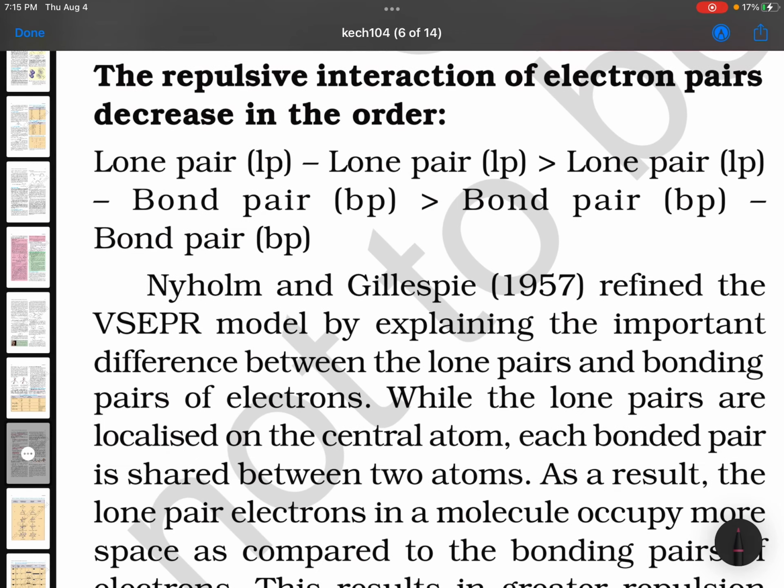The repulsive interaction of electron pairs decreases in the order: lone pair-lone pair, maximum, then lone pair-bond pair, and least is bond pair-bond pair. Bond pair repulsions will be minimum. It is like you and your brother. If you both are at home, you will always be fighting for the remote, for chocolates and everything. If one of you is in hostel, then the repulsions are minimum. You show a lot of affection, right?